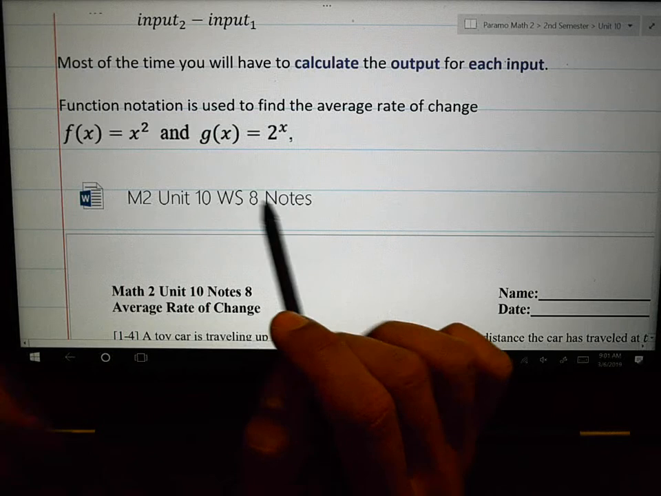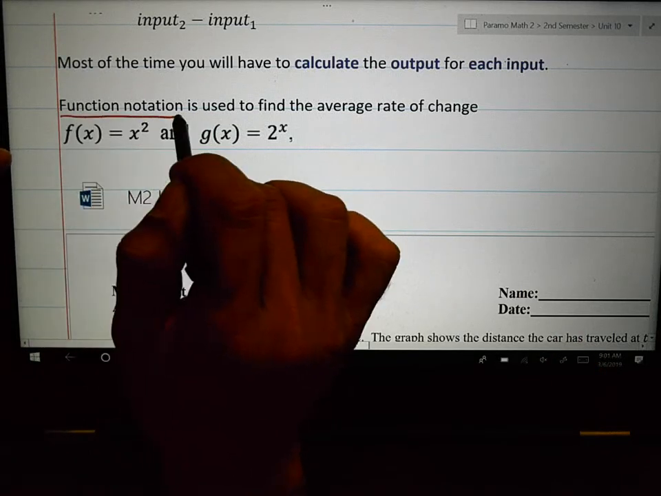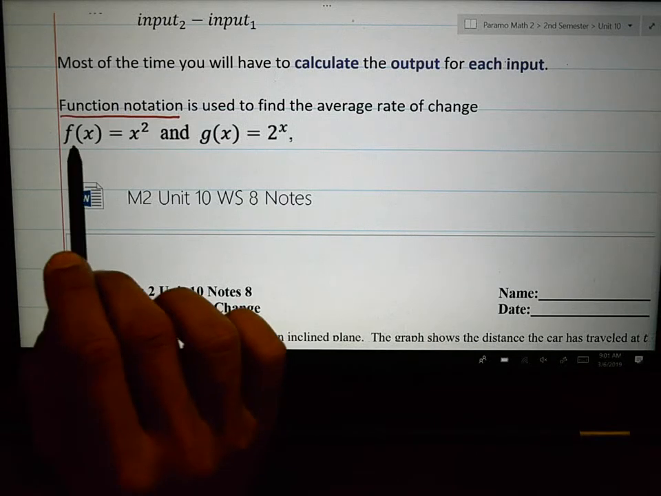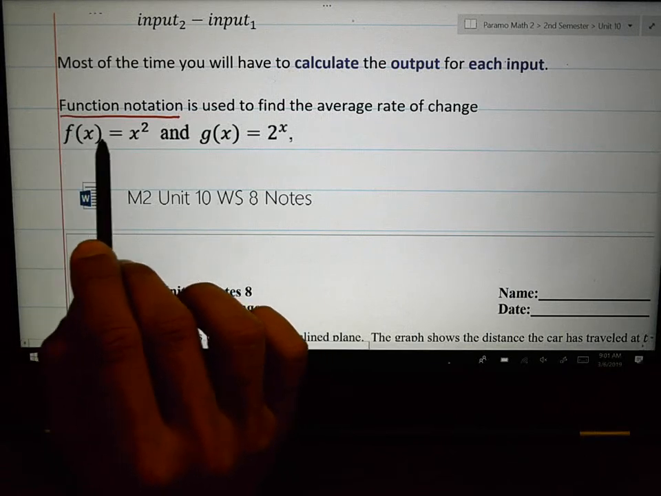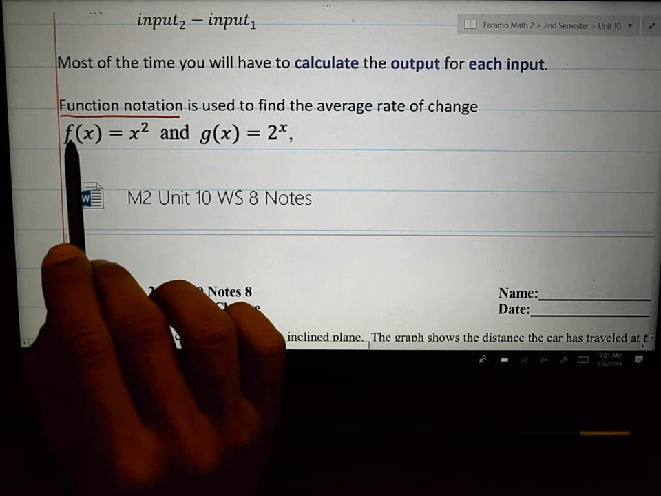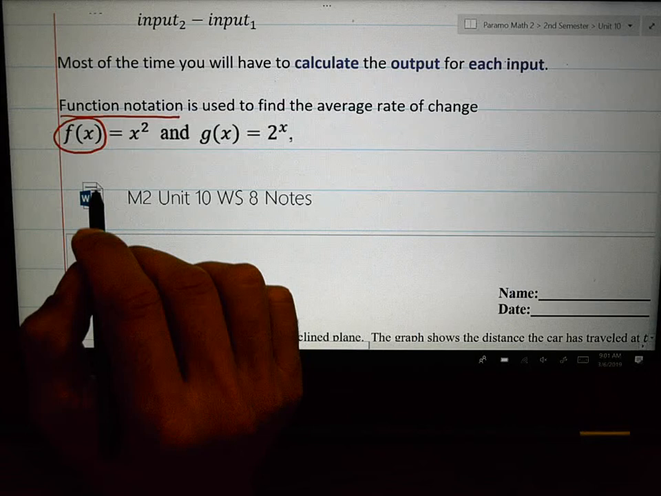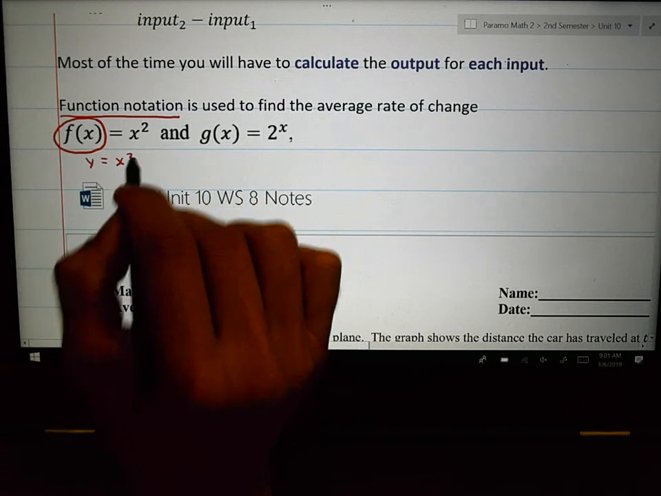When they give you an equation that's in function notation, you haven't seen this since last year in Math 1. So I wanted to show it to you, because if you have a function notation and it says f of x is equal to x squared, don't think that this is f multiplying x. This is just the name of the function. This is the same exact thing as saying y is equal to x squared.